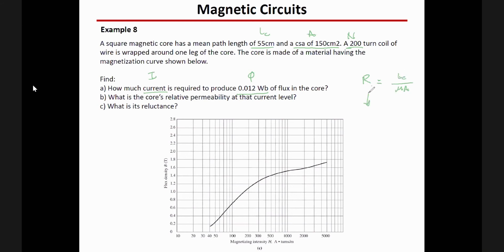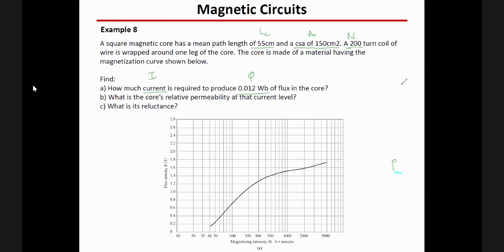Then, since we have the flux, F is equal to flux times R, then I is equal to F over N, right? As I mentioned, now we don't have this mu. And we know the mu, we need to take it from the figure itself or the curve. So what should we do?